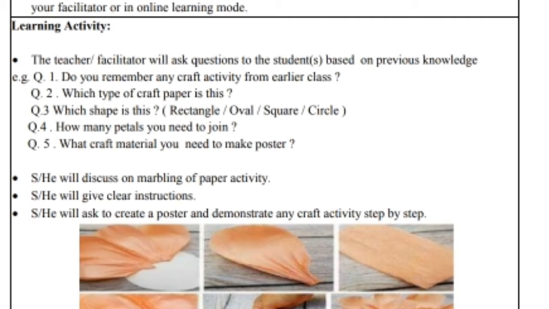Now, in these pictures, we see some flowers. Which shape is this flower? Rectangle, oval, square, circle? The petal, which shape is it? So students, we can see an oval shape. The petal shape is an oval shape.